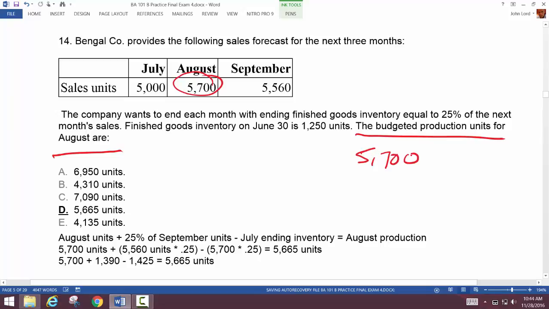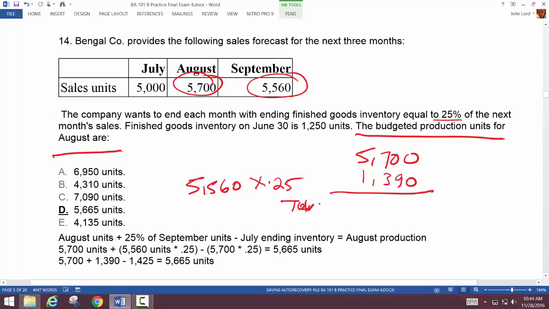Then we want to have some of September's stuff available, which is this 5,560. Do we want all of it? No, just 25%, right? So we take 0.25 of that. 1,390. Okay, thank you. So our total needs are 7,090. Now this problem was a little different in that they called out to us what they had available.